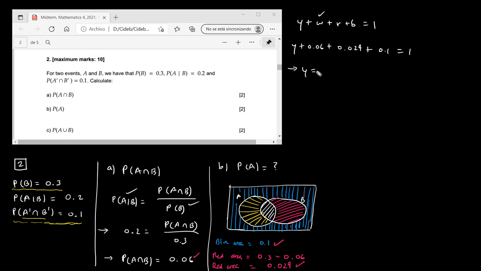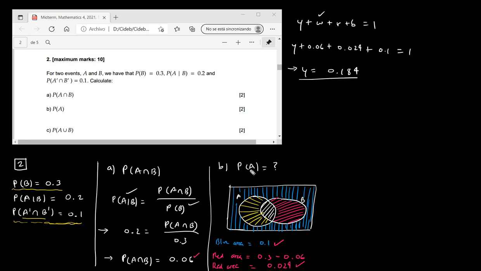That's it. I can calculate therefore the yellow area. I'm going to use a calculator because I want to be faster, but you were not supposed to use it. I mean, you can do that manually. It's quite simple. So this is 0.184. That's the yellow area, and therefore I can calculate the probability of A. Is this the probability of A? No, don't get confused. This is just the yellow area.